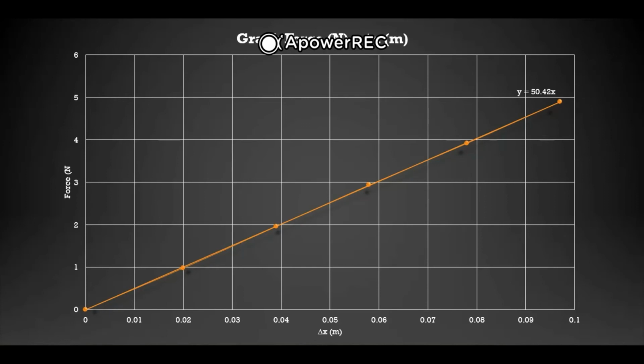Now I would like to talk about my part, which is this graph. This is a force versus delta X graph. Here, as we can see, as the force increases, delta X increases. There were 5 attempts, and as the force increases, delta X increases.